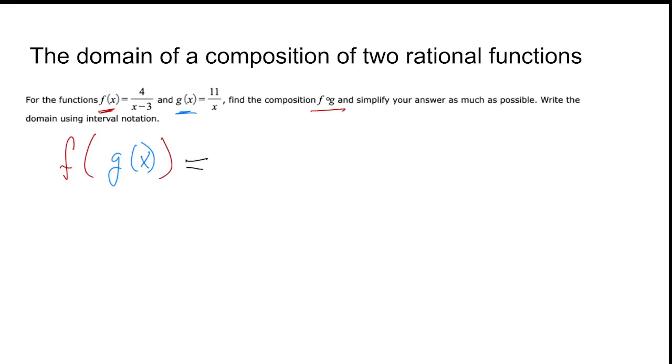Now, since the inside function is g of x, from the beginning, that first place x is going to get put is into this function. So we have to make sure that whatever value we use for x does not give us division by 0.